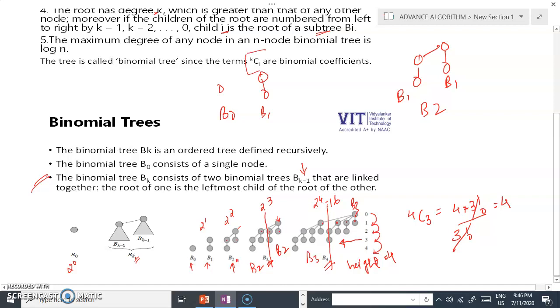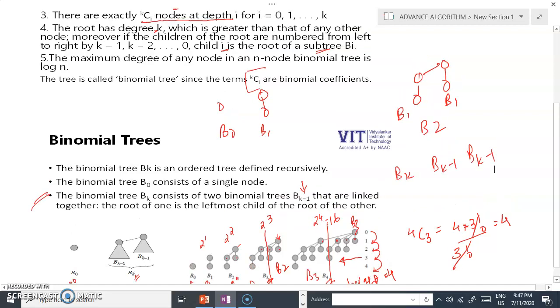are binomial coefficients. Now, a binomial tree is an ordered tree defined recursively. The binomial tree B0 will contain a single node, like the way we discussed. A binomial tree of order k will have 2 raised to k nodes. And this is one very interesting aspect. See, if I am having a binomial tree of order k, it will be a combination of two binomial trees of order k minus 1. So this is about binomial tree.